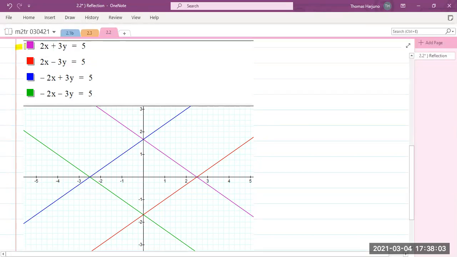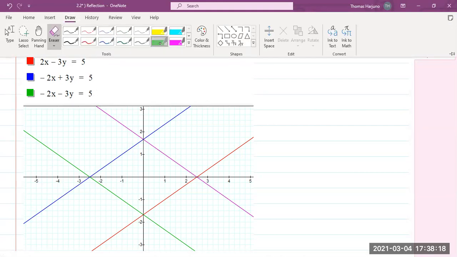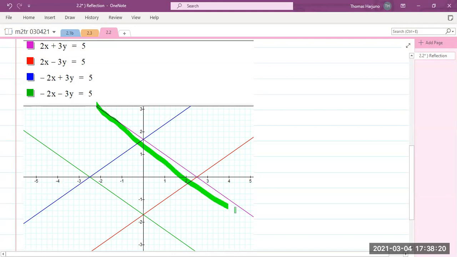You see, those are the colors of the line. Now, you can see also from here that if you reflect this purple line with respect to the y-axis, then it becomes this one. What is the equation of that line? It's this. And according to the theory we have, we basically replace x by negative x.